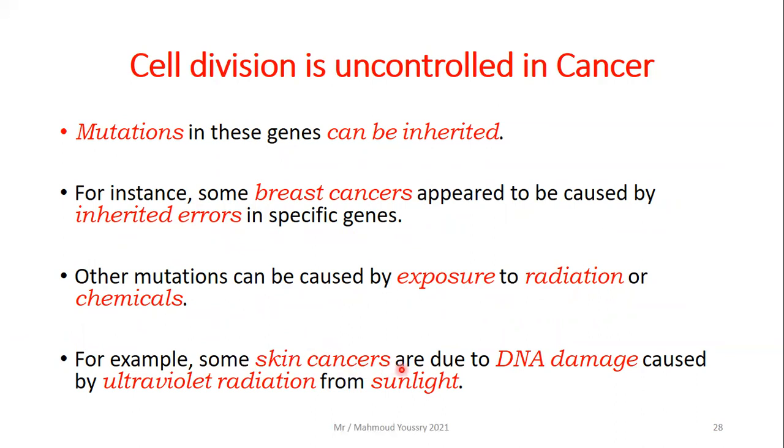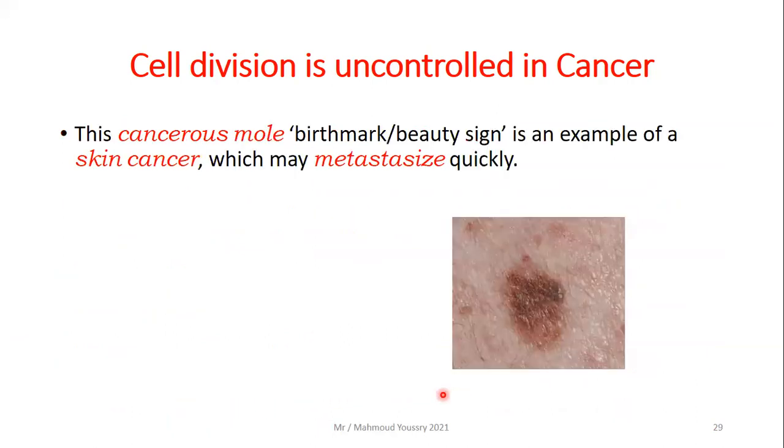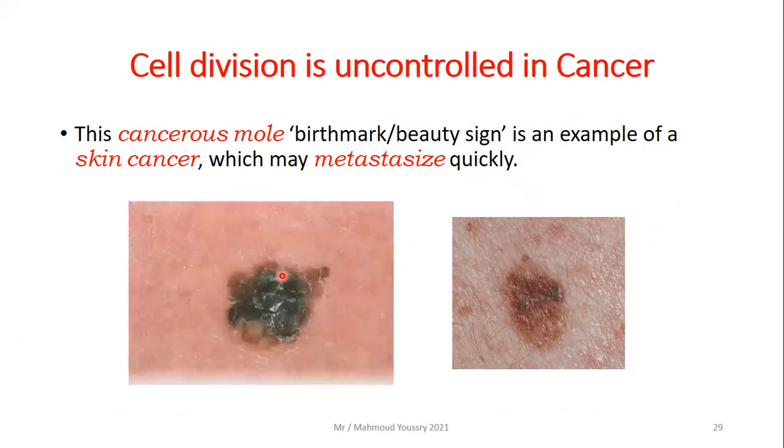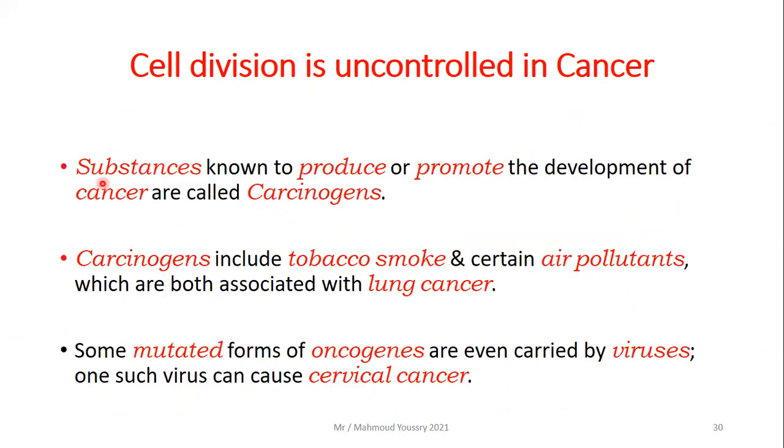For example, some skin cancers are due to DNA damage caused by ultraviolet radiation from the sunlight, as in the moles. So this cancerous mole, the birthmark or beauty sign, is an example of a skin cancer, which may metastasize quickly, which may move in the bloodstream to affect another part. These are examples of cancerous moles.